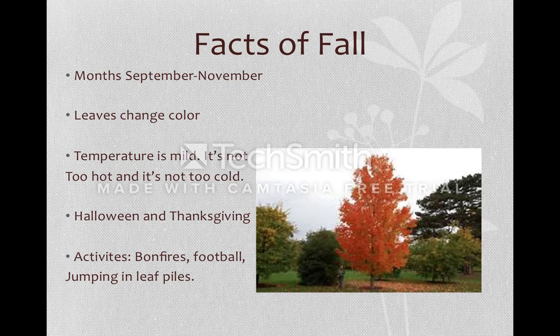The next season I will be discussing is fall. Fall begins in September and lasts until November. The sun starts to set a little bit earlier, which means it will start becoming darker outside earlier than it did in the summertime. The temperature doesn't get too hot, but it's not too cold either. It's a perfect mild temperature. Our surroundings start to look different because leaves begin to change color and they fall on the ground. The colors range from yellow, red, orange, and brown. Some fun activities to do in the fall are jumping in a leaf pile, having a bonfire, and going to football games.